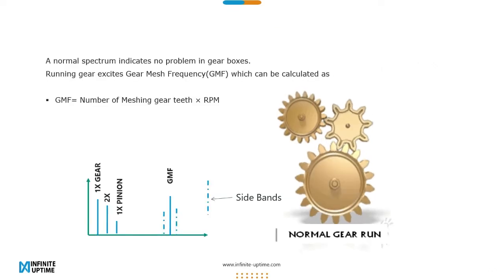Now, a normal spectrum indicates no problems in gearboxes. Having said that, presence of a GMF is not always indicative of a fault. A running gear excites the gear mesh frequency, which can be calculated as GMF equals the number of meshing teeth times the RPM.